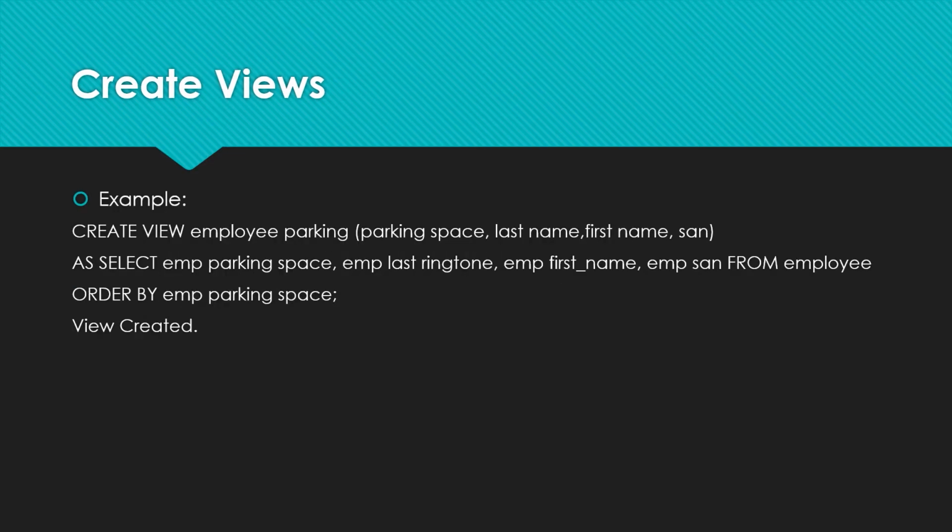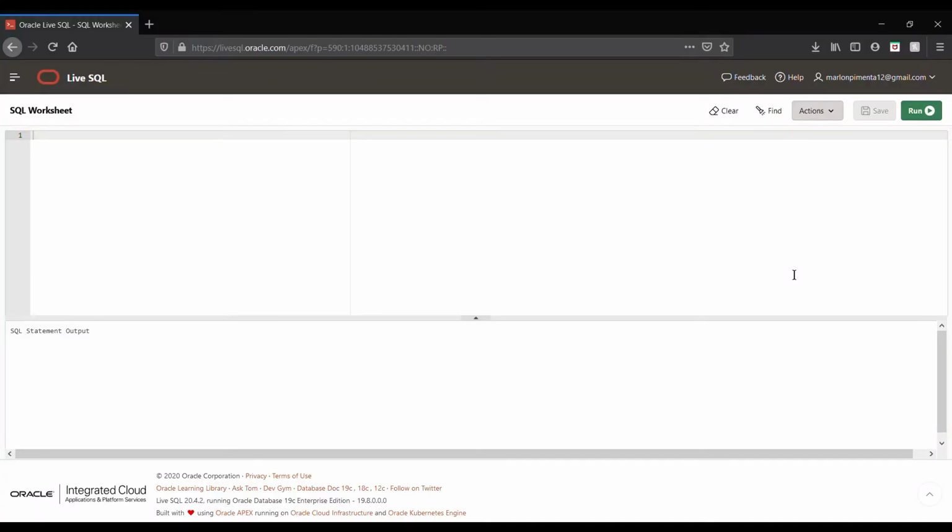Let me give you an example. Create view employee parking open bracket parking space comma last name comma first name comma SSN close bracket as select m.parking space comma m.last name comma m.first name comma m.SSN from employee ordered by emp parking space semicolon. View created. So now I'll show you how the query works.